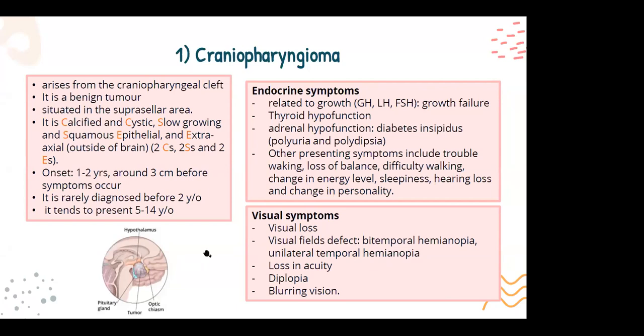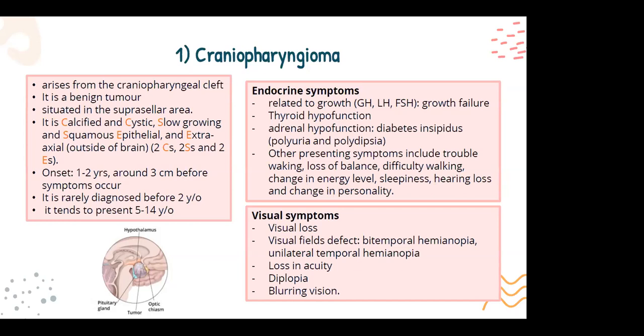So the site of the tumor can determine the symptoms. Usually craniopharyngioma affects the pituitary gland, so it can cause endocrine system symptoms and also visual symptoms. Endocrine symptoms are related to growth failure, thyroid hypofunction, adrenal hypofunction, and all other presenting symptoms that you can see in my slide. And visual symptoms are due to involvement of the optic chiasm that can result in visual loss, visual field defect, and others.